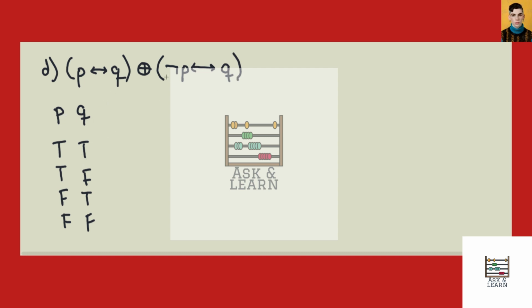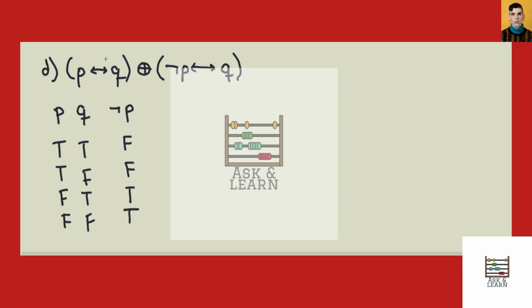Now we need to do a third proposition, which is the negation of P. So we know that the negation of P, whatever the truth value of P is, the negation is the other value. So since this is true, this will be false. Since this one's true, this will be false. Since it's false, this will be true. And then since it's false, this will be true as well.